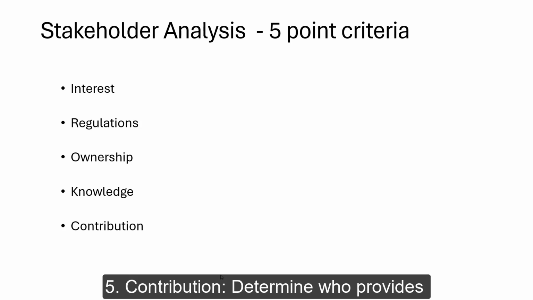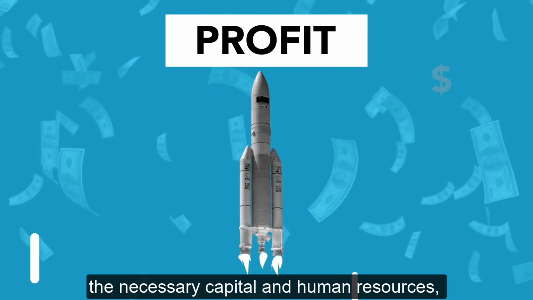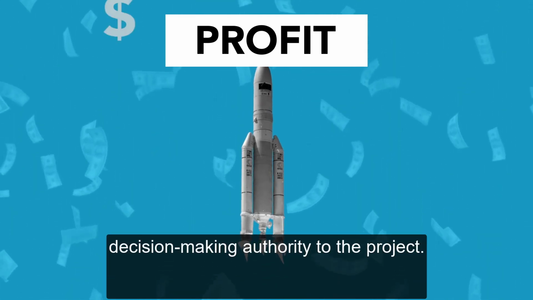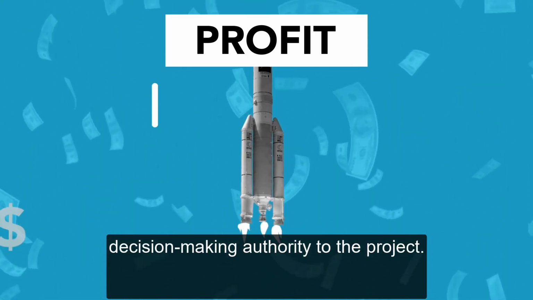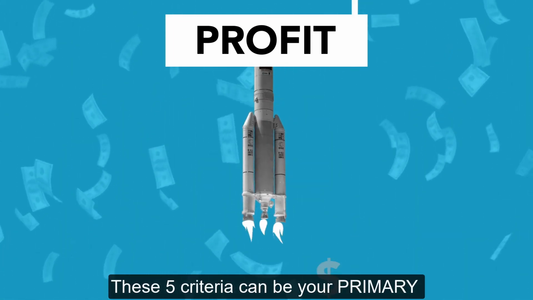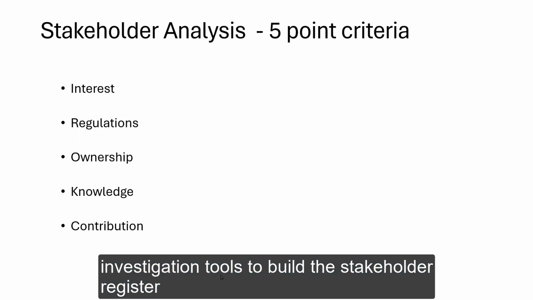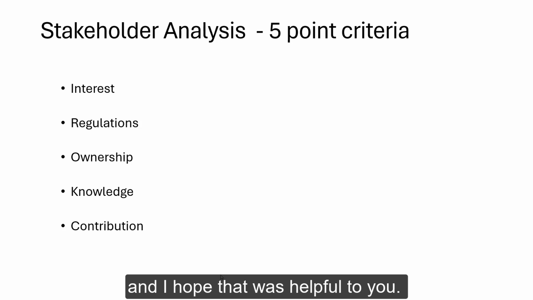Fifth criteria is contribution. Determine who provides the necessary capital and human resources and the decision-making authority for your project. So these 5 criteria can be your primary investigation tools to build the stakeholder register. And this is what we had used. And I hope that was helpful to you.